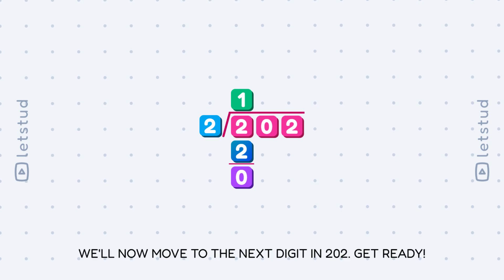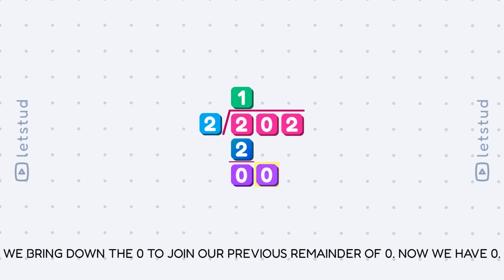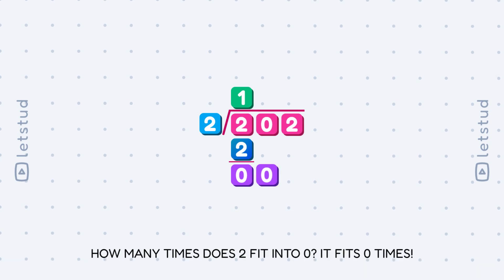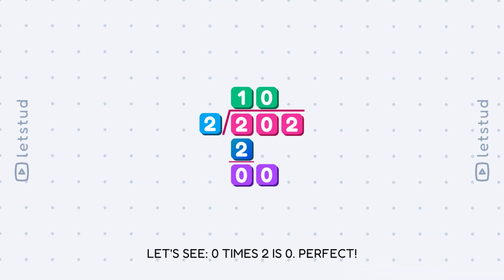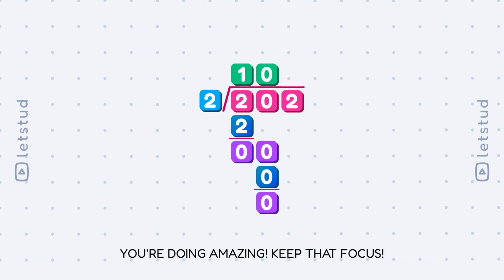We'll now move to the next digit in 202. Get ready. Next up, we're looking at the second digit of 202, which is 0. We bring down the 0 to join our previous remainder of 0. Now we have 0. How many times does 2 fit into 0? It fits 0 times. Let's see, 0 times 2 is 0. Perfect. Subtracting 0 from 0 gives us 0. We're still on a roll. You're doing amazing. Keep that focus. One more digit to go.